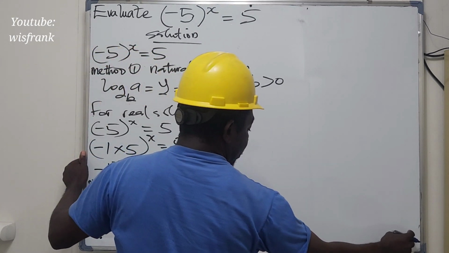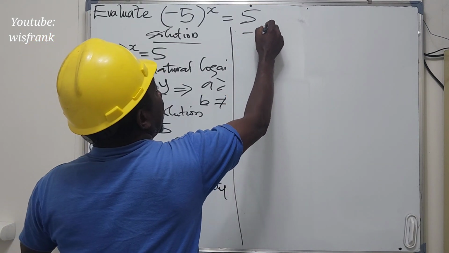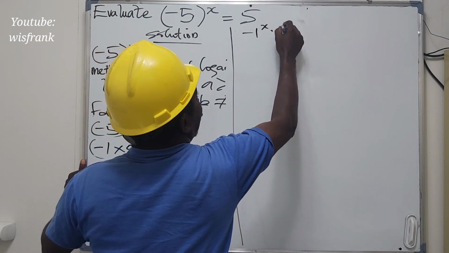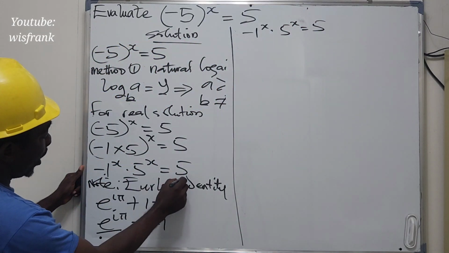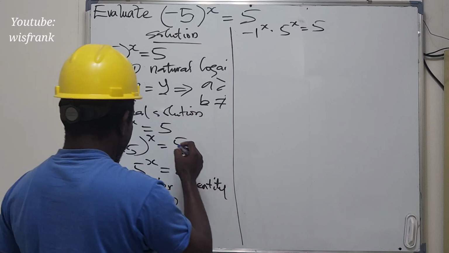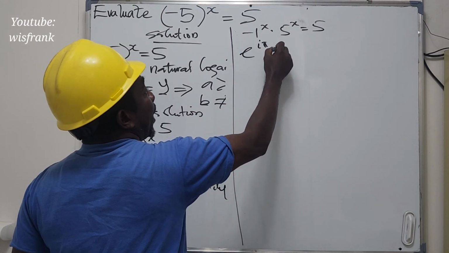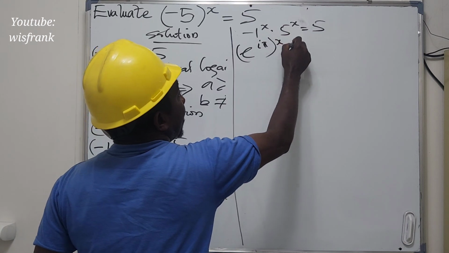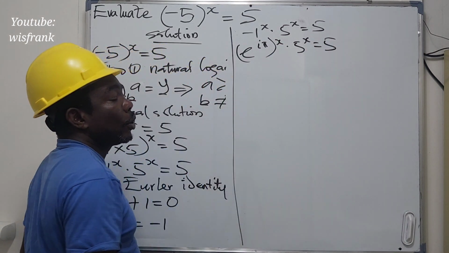Substituting that, we have (-1)^x times 5^x = 5. Substituting this in place of here, we have (e^(i pi))^x times 5^x = 5. So this is what we have.